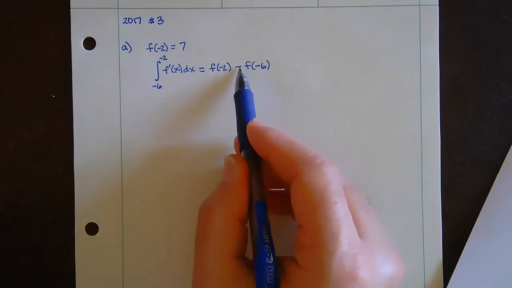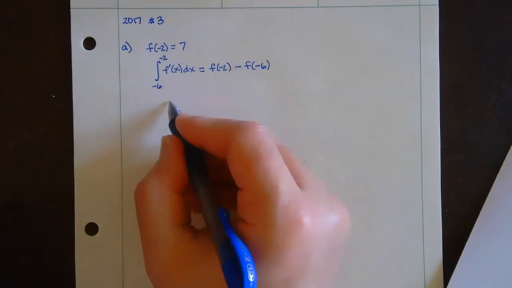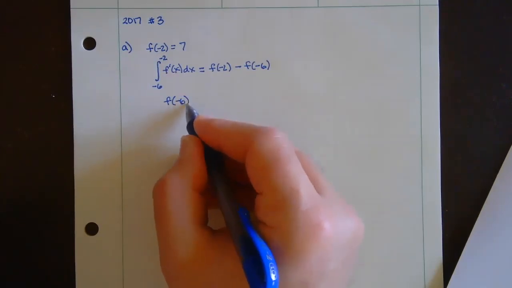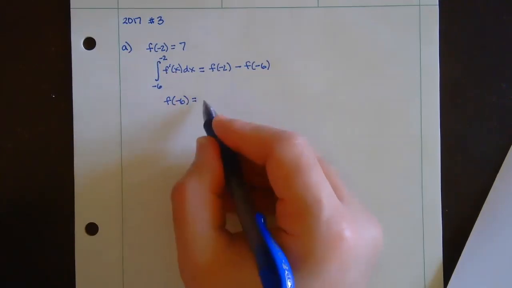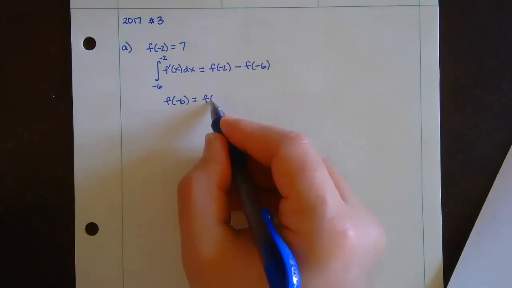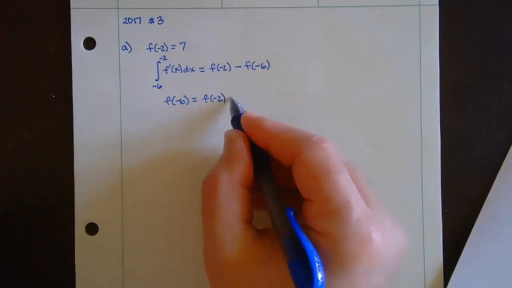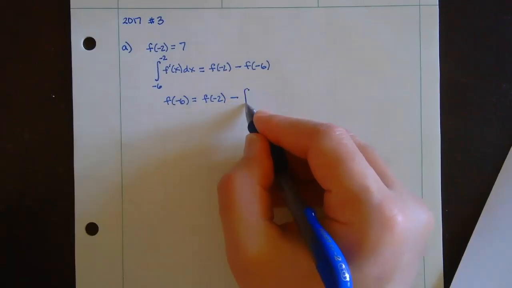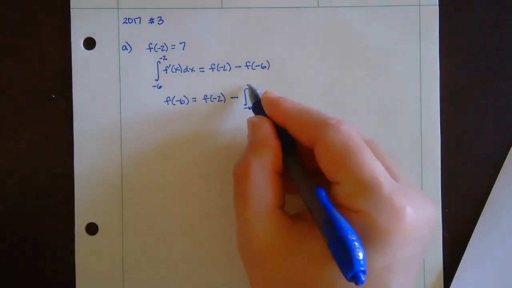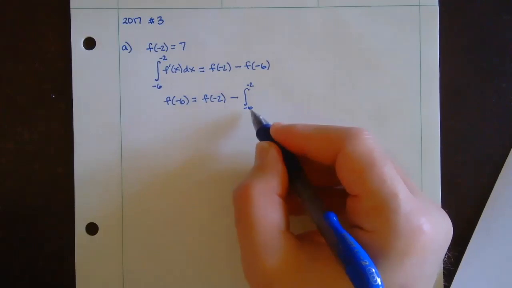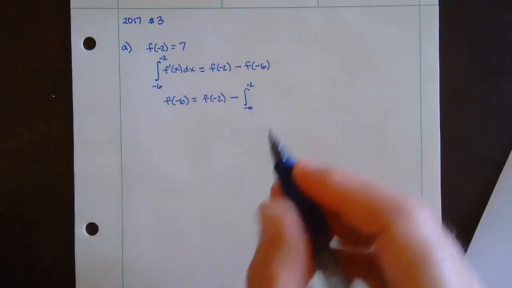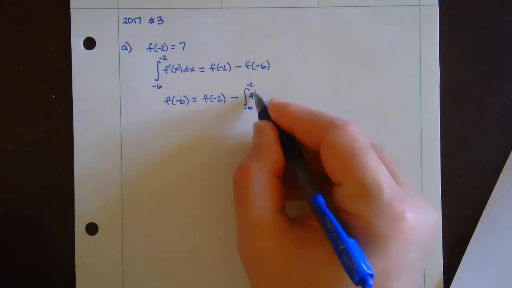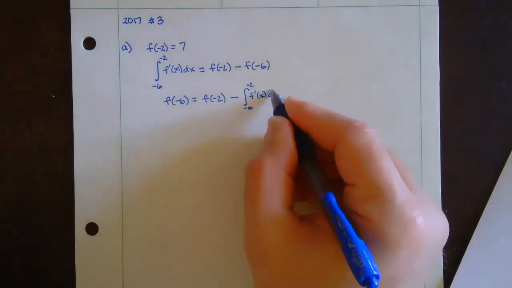So if I'm going to add both sides, that would give me f of -6 is equal to f of -2, and then minus, and I'm going to move this integral to the other side. So that's the integral from -6 to -2. And I chose -6 to -2 because then I'd be going from left to right when I integrate, f prime of x dx.